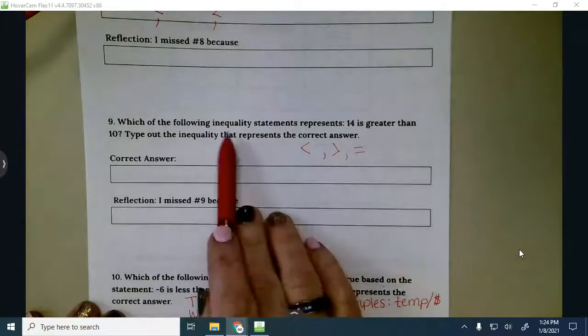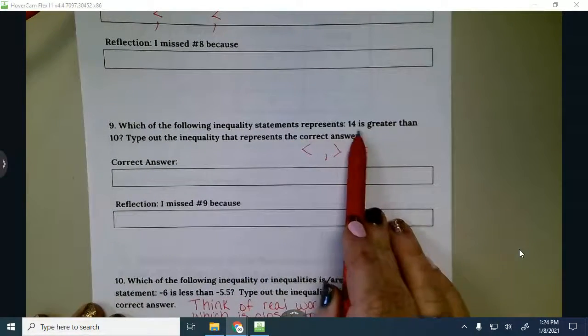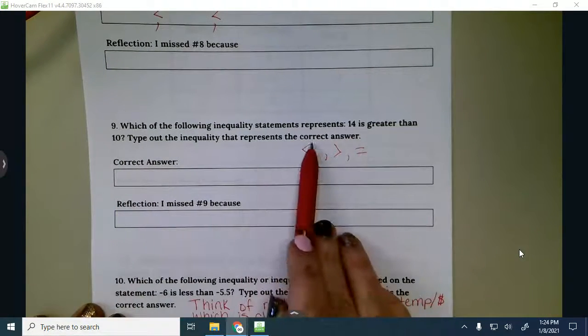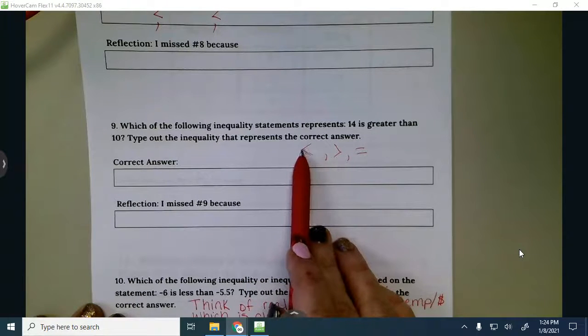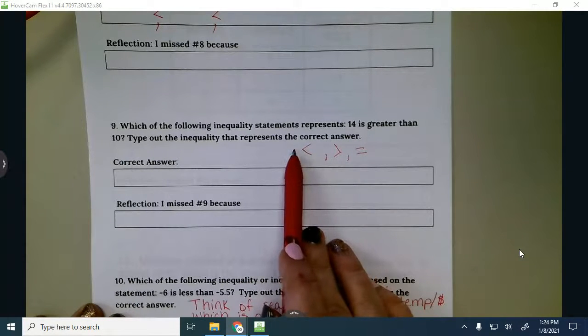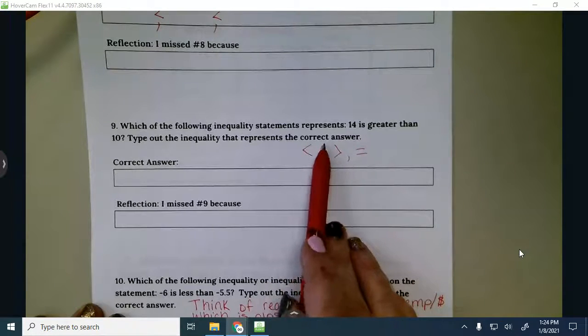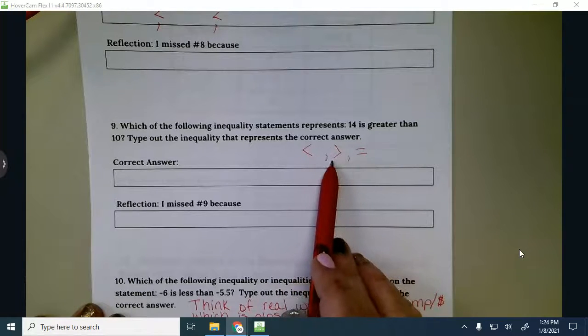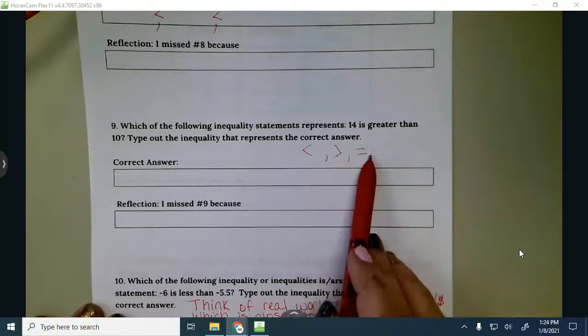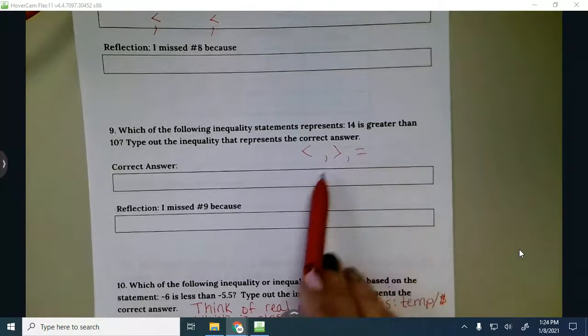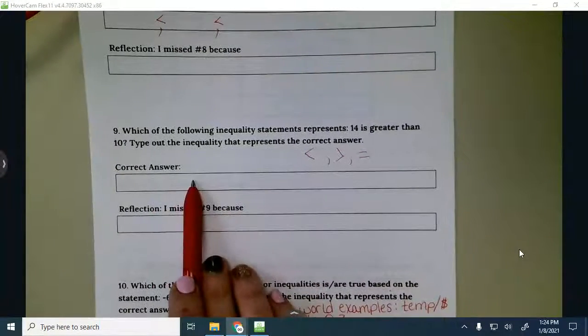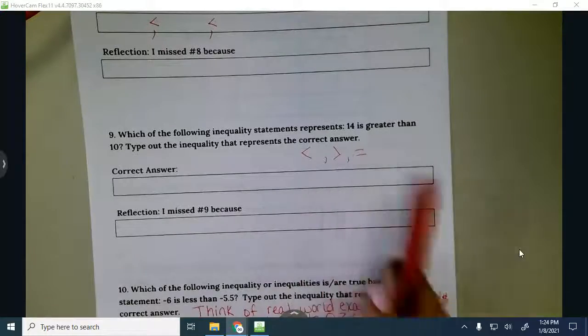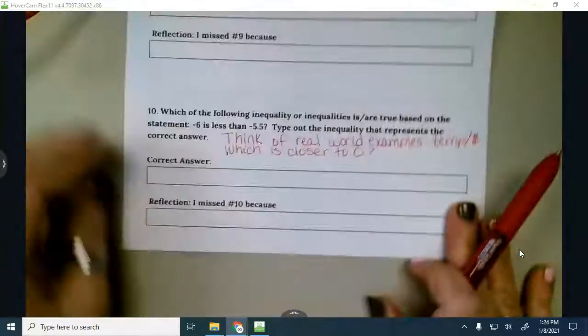Number 9, speaking of those inequality statements, 14 is greater than 10. So this is a less than symbol. The smaller end is pointing to the less, and the bigger end is pointing to the greater number. This is greater, so it's going to the greater number, and this would be equal. So go ahead and write out your number sentence, including the correct symbol.